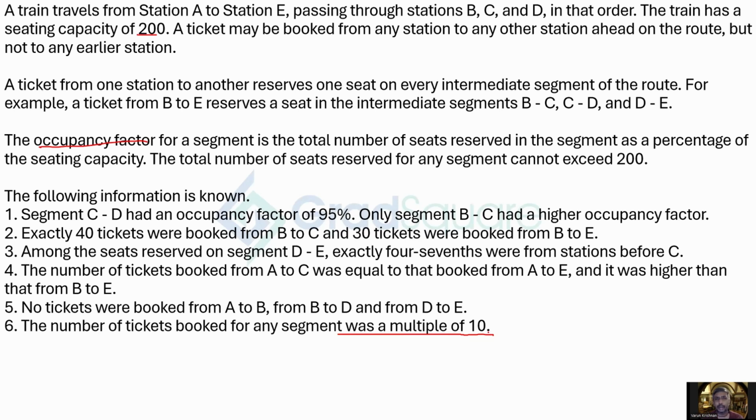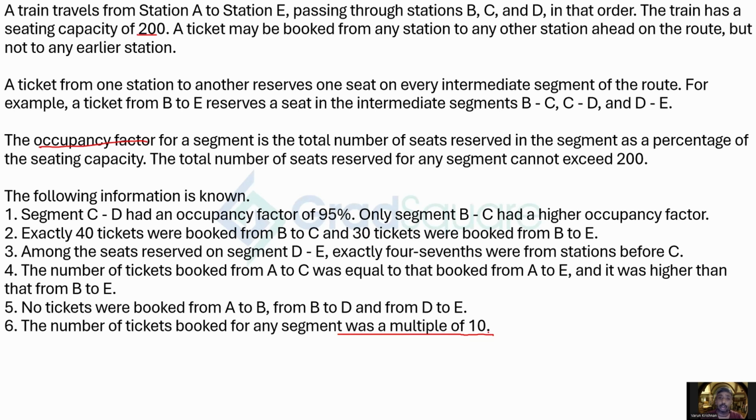So we don't have to worry about any other numbers when it comes to the number of people sitting in the train. And the tickets bought are also multiples of 10. So the number of people who bought a ticket between A and B can be 10, 20, 30, 40, 50, 60, and so on and so forth. If this is clear, then with this understanding, to solve this particular set, I believe the most convenient way is to draw 2 tables.